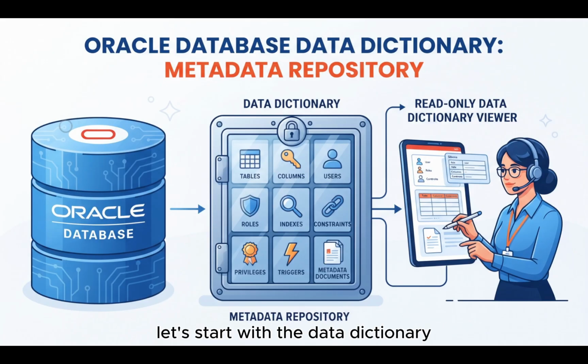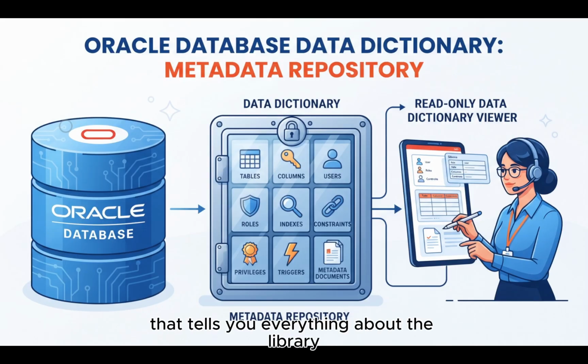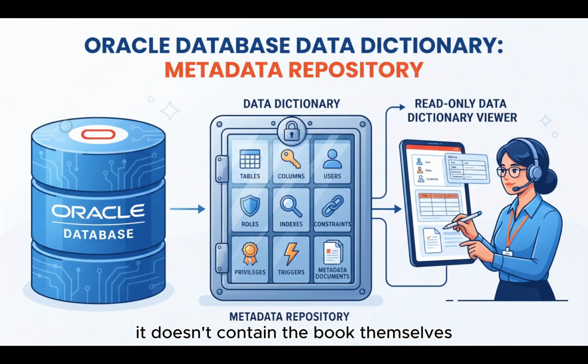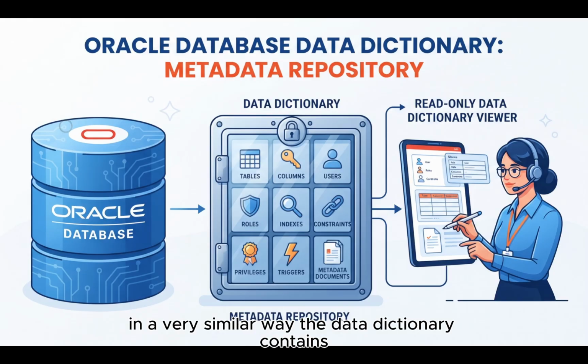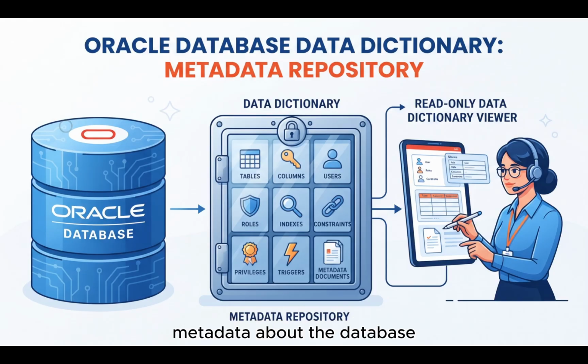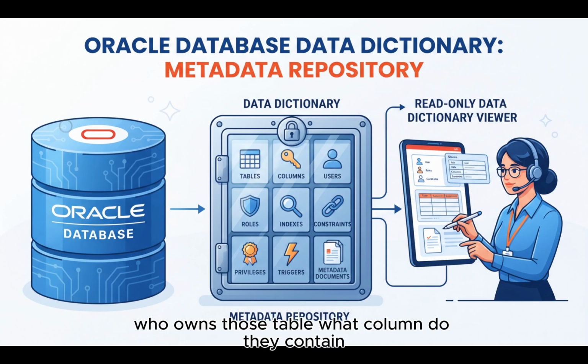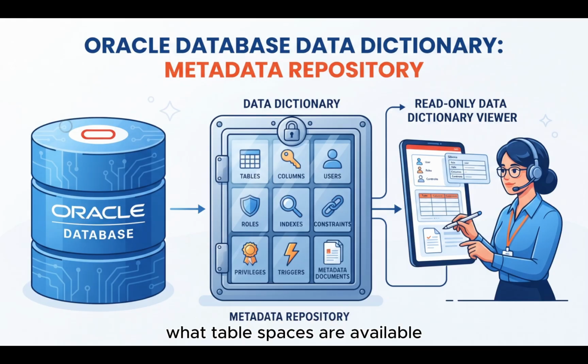Let's start with the data dictionary. If Oracle were a massive library, the data dictionary would be the catalog that tells you everything about the library. It doesn't contain the books themselves. Instead, it tells you what books exist, who owns them, where they are located, who is allowed to access them, and how they are organized. Oracle works in a very similar way. The data dictionary contains metadata about the database. For example, what tables exist, who owns those tables, what columns they contain, what indexes exist, what privileges have been granted, what tablespaces are available, what data files exist, and much more.